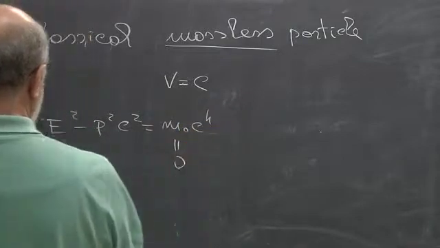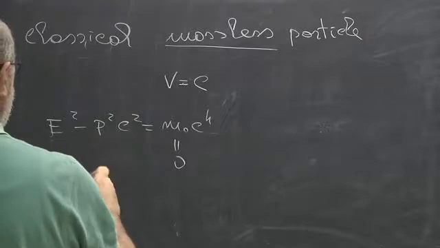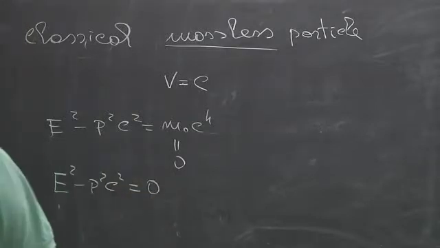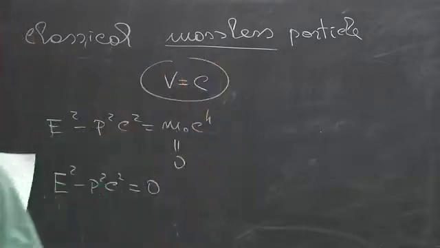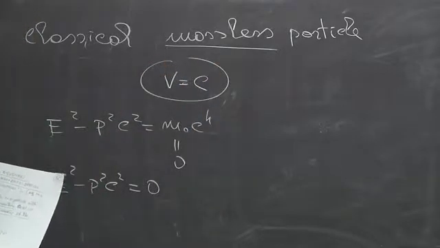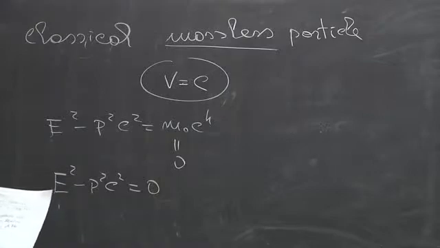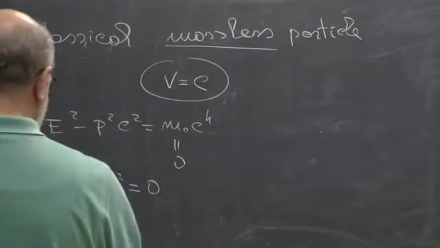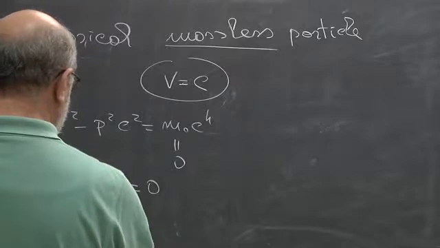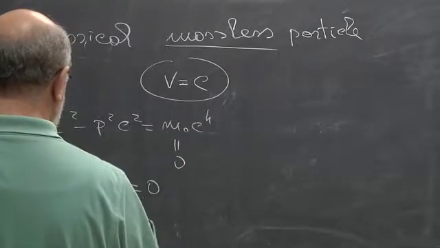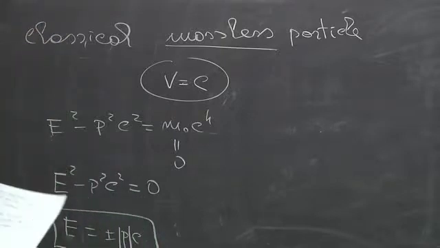If the mass is 0, you get E squared minus P squared c squared equals 0. Now we will prove this, but it's a trivial thing that most of you probably know or have read by yourself, but we did not do it in special relativity because we did a very quick review of special relativity. So from here you get that E is equal to plus or minus PC. This is the mass-energy relation for a massless particle.